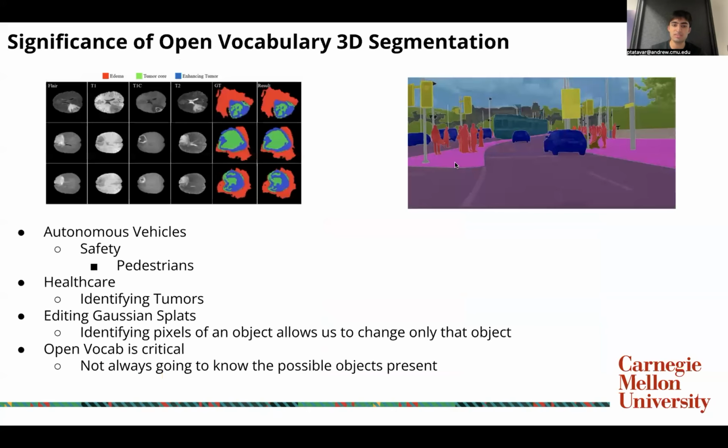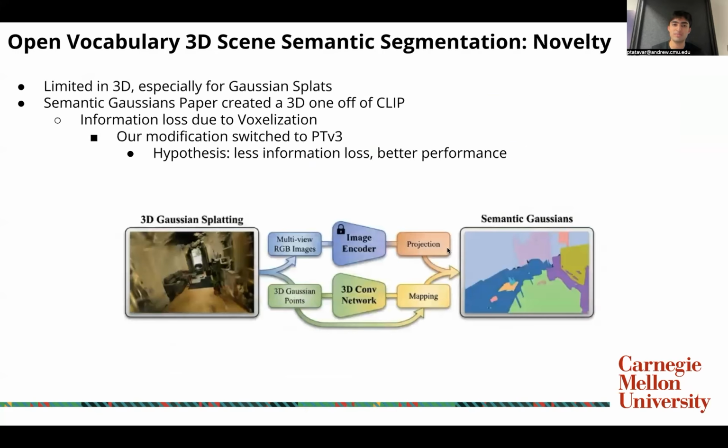The significance of this issue is that it can be used to enhance driver and pedestrian safety on the road with autonomous vehicles by detecting pedestrians, or potentially help in assisting with detecting brain tumors in the doctor's office.